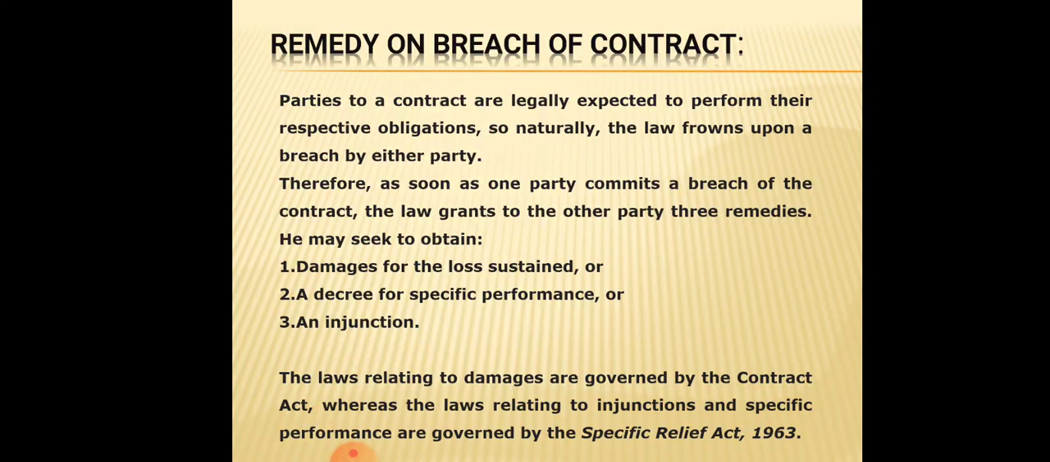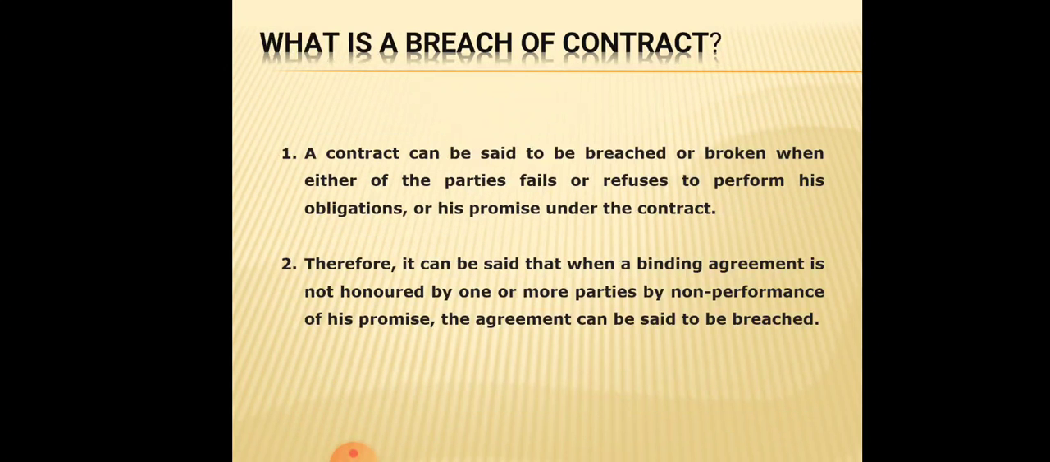Remedy on breach of contract. So on breach of contract, the law grants to the other party, or the aggrieved party, three remedies. First is damages for the loss sustained, second a decree for specific performance, and third an injunction. The law relating to damages is governed by the Contract Act, whereas the law relating to injunction and specific performance are governed by the Specific Relief Act 1963.